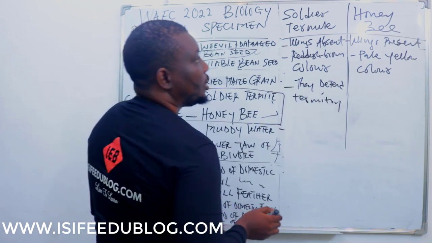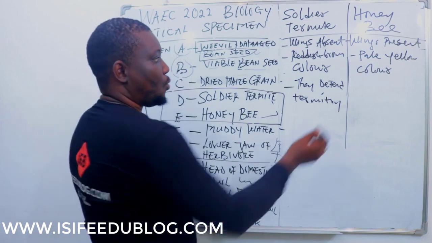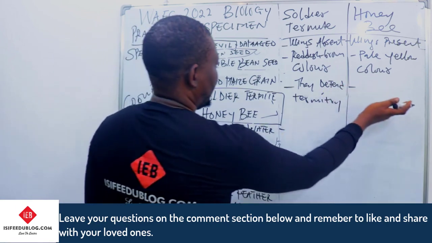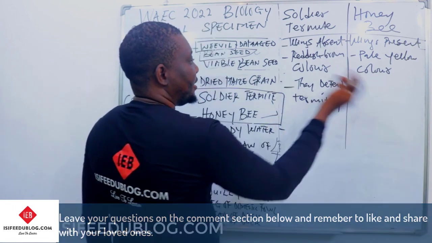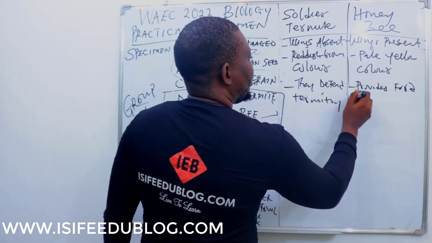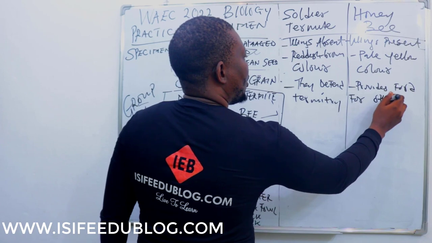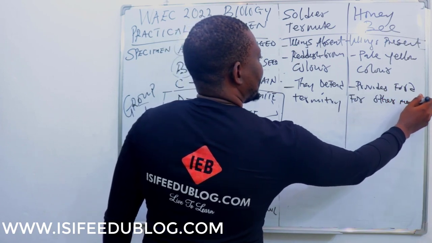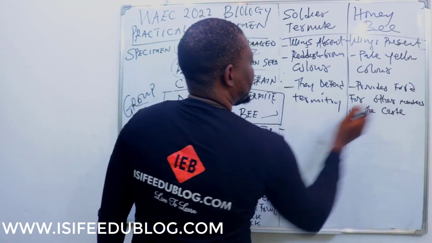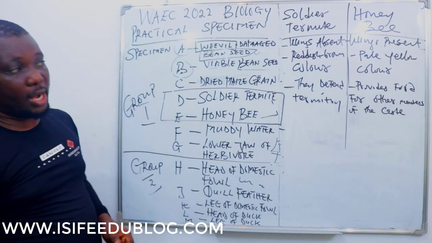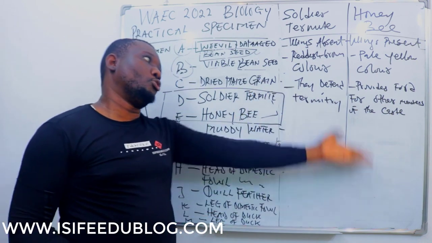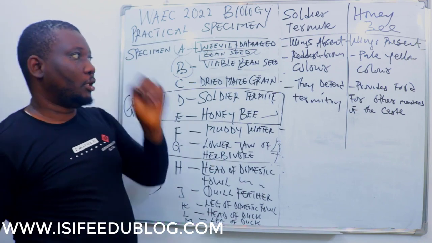But here, a honeybee like worker, that's what you're going to see. Defend termitry here, provides food for other members of the caste. That's honeybee, it could be worker. If it is queen, a queen is for reproduction. If it is drone, a drone is also for reproduction.